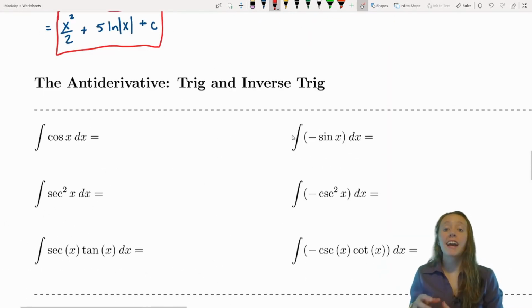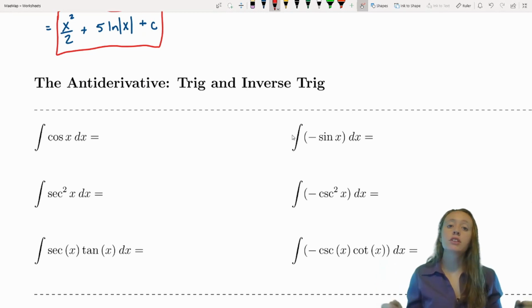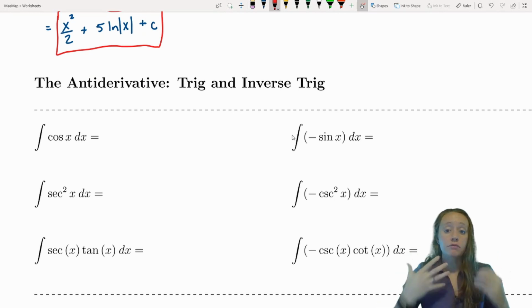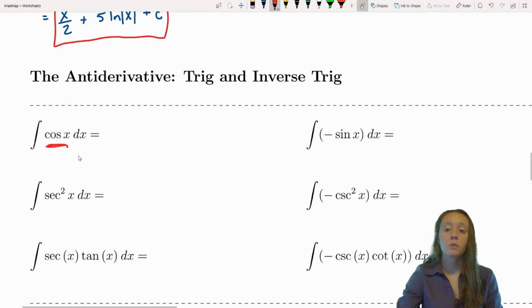Now let's talk about the antiderivative for trig and inverse trig functions. So if you need to, reference that original worksheet we did when taking the derivative of trig functions and the other worksheet when we took the derivative of inverse trig functions. So what we want to ask ourselves is taking the derivative of what gives us what's inside our integral.